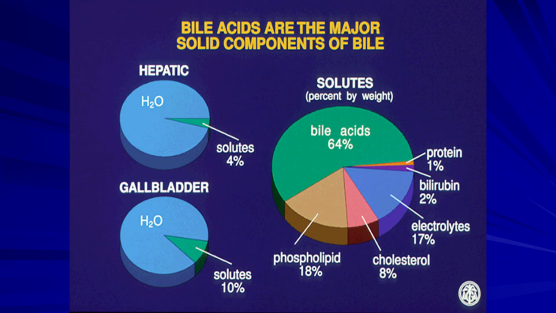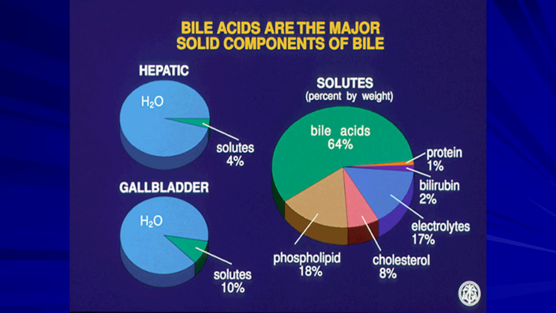Bile, or سائل الصفراء in Arabic, is composed of water and of solutes, which are the solid component of bile. The most important solute is bile acids themselves, which constitute about 2/3 of the solutes in bile. The rest is lipids, phospholipids, cholesterol, electrolytes, and protein. And there is a small fraction, 2%, that is bilirubin. Bilirubin is the pigment of bile. It's what gives bile its dark yellow or green color.